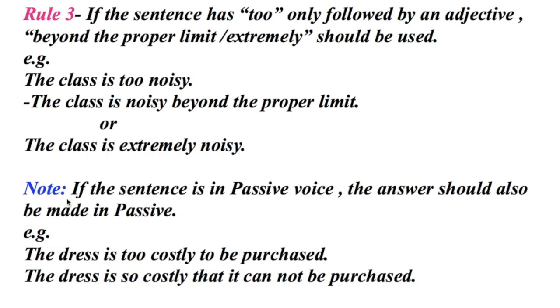Now there is something that the readers are supposed to take care of. If the sentence is in passive voice, the answer should also be made in passive. For example, the dress is too costly to be purchased. So the answer is the dress is so costly that it cannot be purchased. So here cannot has been used in the passive form along with be plus verb third form. So I hope the readers would be able to understand these rules.